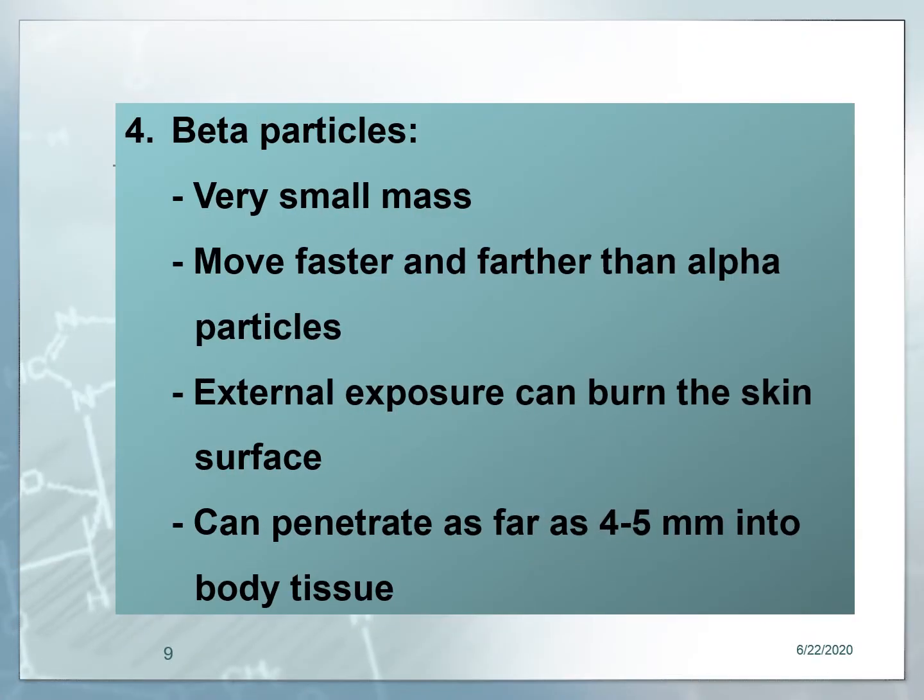Next, beta particles have a very small mass, and move much faster and farther than alpha particles. They can pass through paper, and can penetrate as far as 4 to 5 millimeters into body tissues. External exposure can burn the skin, but they are stopped before they can reach the internal organs. Heavy clothing such as lab coats and gloves is needed to protect the skin from beta particles.